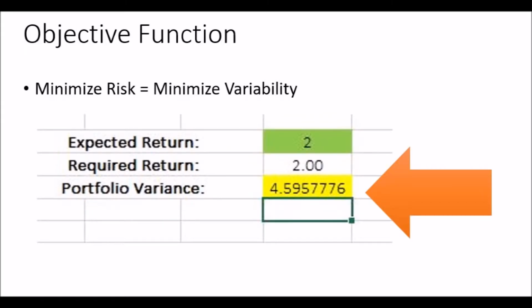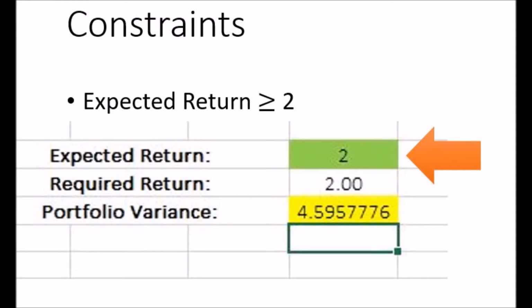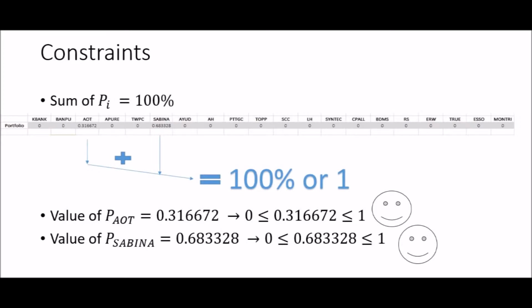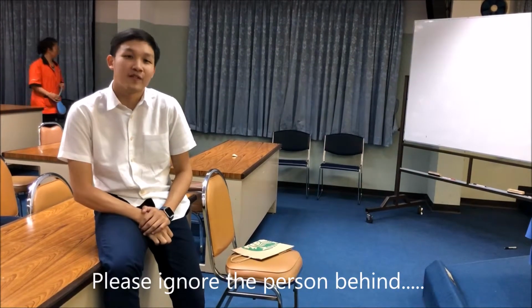The objective function is to minimize risk, that is, to minimize variability. And our constraints are: 1. Average return has to be greater than or equal to 2%. 2. Sum of Pi equals 100%. And 3. The value of Pi must be between 0 and 100%. Let's move to the Excel for the solution.